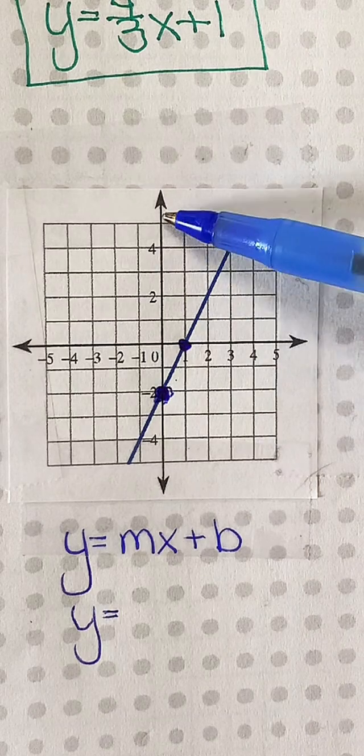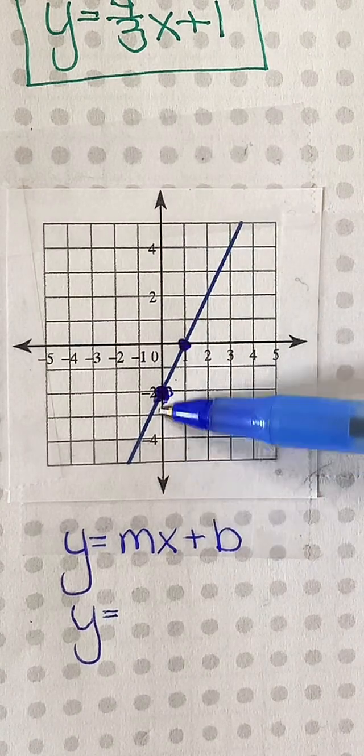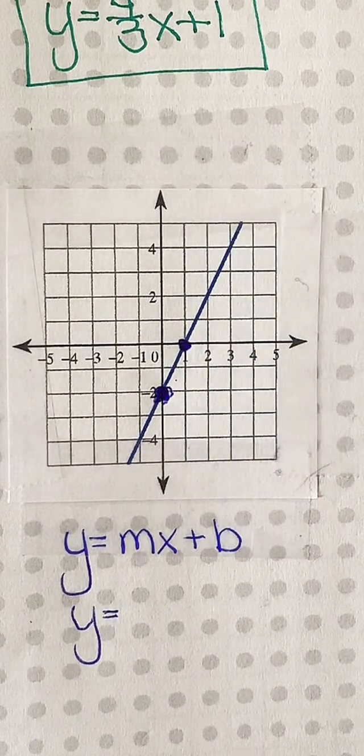Now remember, your B is where it crosses the y-axis. Where is it crossing the y-axis? Okay, so Lisa's saying 1x plus -2. Okay, so we got -2. Jonah, how are you? Okay, Pay is saying it's at -2.